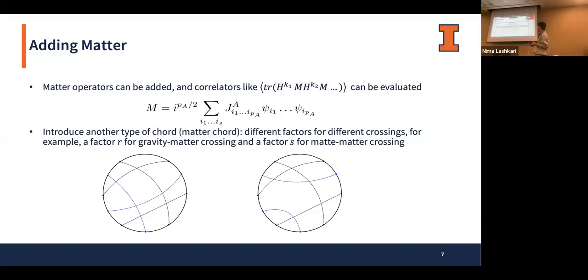And here notice that the matter can only be paired to matter, and the gravity chords, I will explain why I call them gravity chords later, can only be paired up with gravity. And now, we again count different kinds of crossings. A factor R for a gravity-matter crossing like this one, and a factor S for matter crossing. Oh, sorry, there is a typo here. A factor S for this kind.